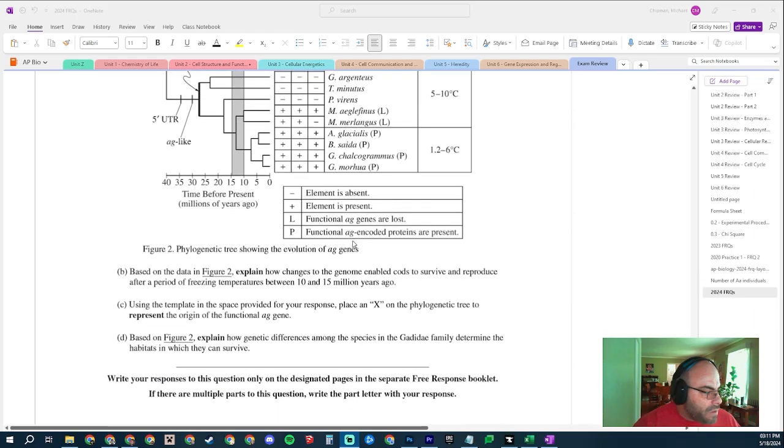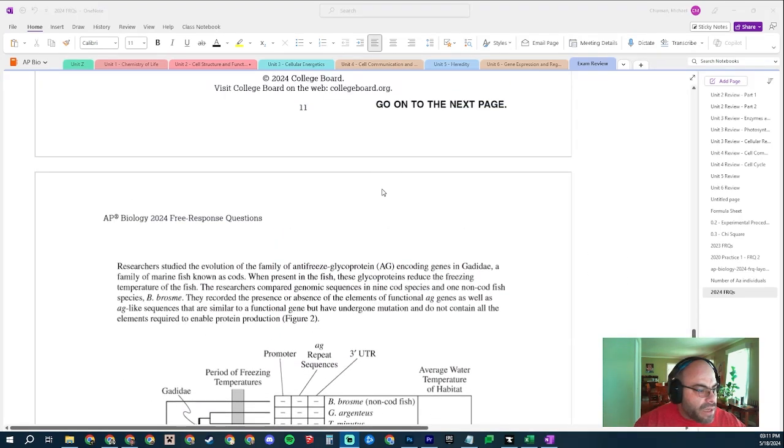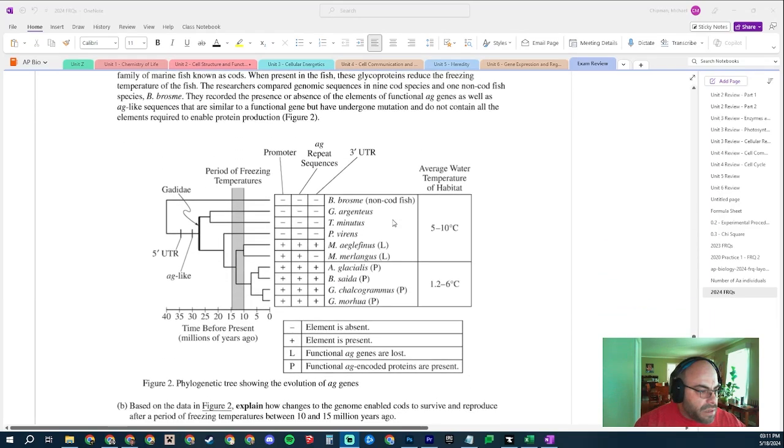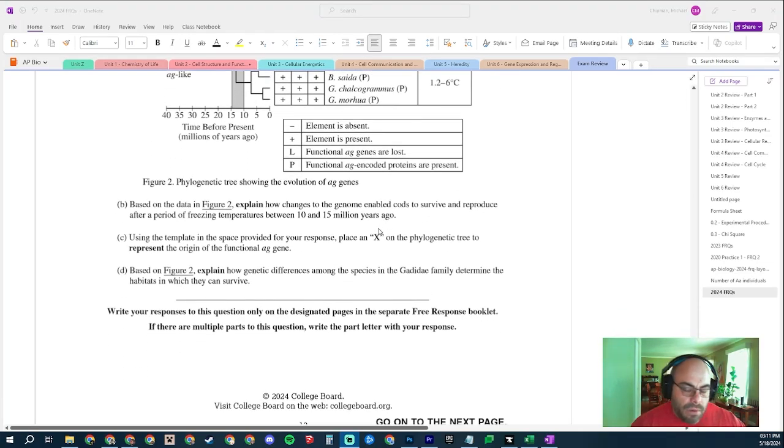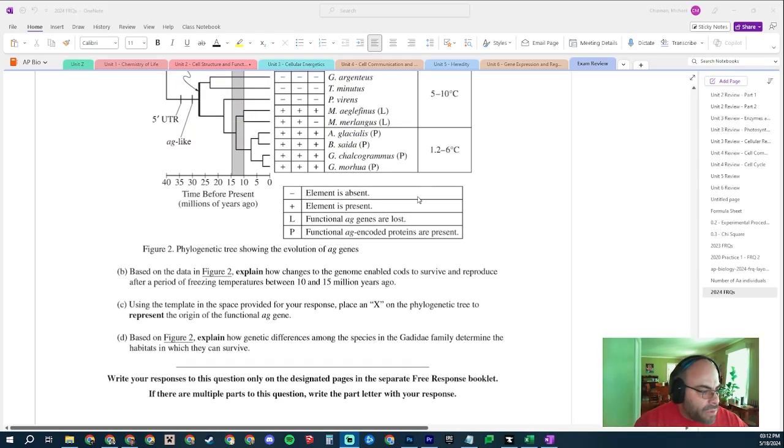And yeah, good deal. Based on the data in figure 2, explain how changes to the genome enabled cods to survive and reproduce. Survive and reproduce is just fitness, right? After a period of freezing temperatures between 10 and 15 million years ago. Okay, very simple, right? Changing the genomes causes a change in the production of a protein, and the production of that particular protein, which in this case is the AG protein, would have increased fitness in the cods during the freezing time. Simple. It's always looking for simple things. Now that you're at the end of the class, of course, you can't go back and redo that, but every time, the simplest answer is the best. Don't get tangled up in your own feet and trip over things. It's just not worth it. Very simple, right? It's just simple evolution.